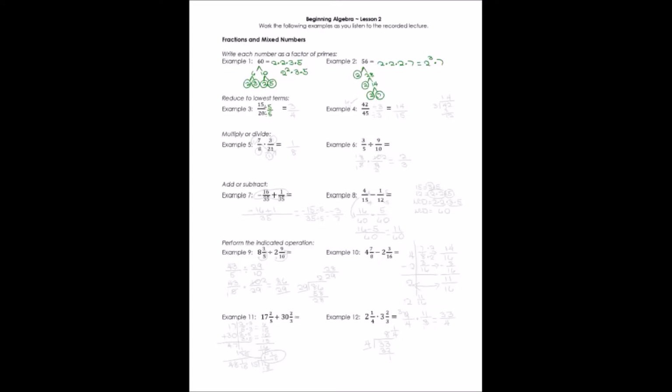15 divided by 5 is 3. 20 divided by 5 is 4. And when you're reducing numbers, always check and make sure you have reduced it as low as it will go. Sometimes you'll have to reduce it twice, but 3 over 4 is as low as this will go.